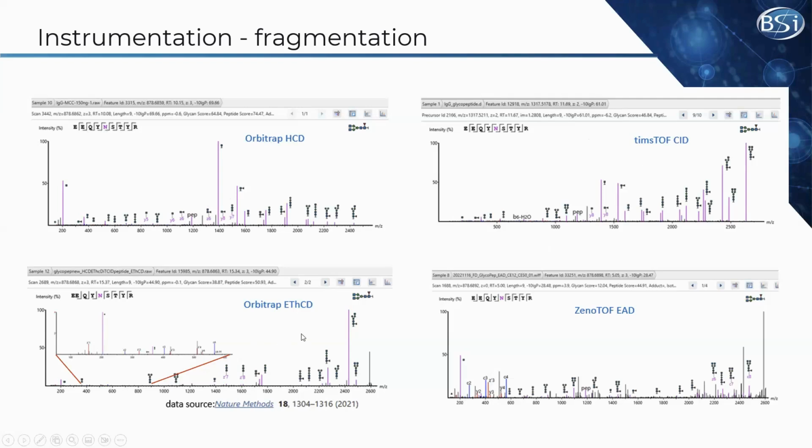And then for Orbitrap EThcD as well as Xenotof EAD, you really get very rich spectra, not just B and Y fragment ions, but also C and Z fragment ions. And these two types of instrumentation and fragmentation modes really help to identify glycosylation sites and also produce good glycan fragment ions for glycan identification.